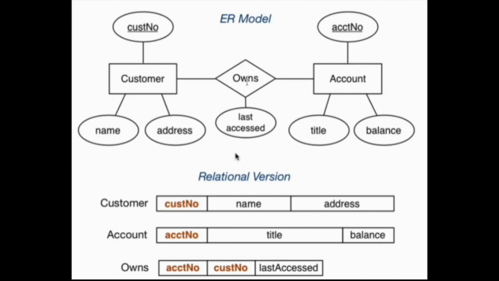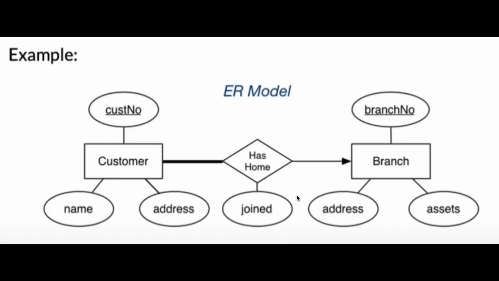One thing I want you to understand about the owns relation: an account number could be repeated and so can a customer number. However, together they can't be repeated, because together they're supposed to represent a unique tuple in the owns relation. In this example, it almost looks identical to the previous example. You would think we'll just have a customer relation with the attributes customer number, name, and address, with that being the primary key, and then a branch relation with address, assets, and branch number being the attributes.